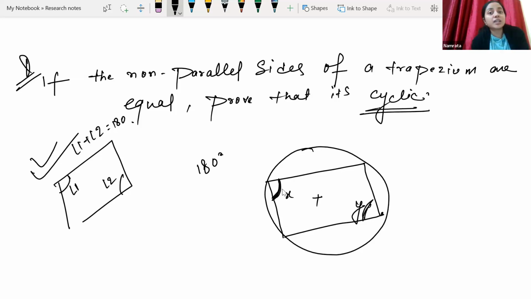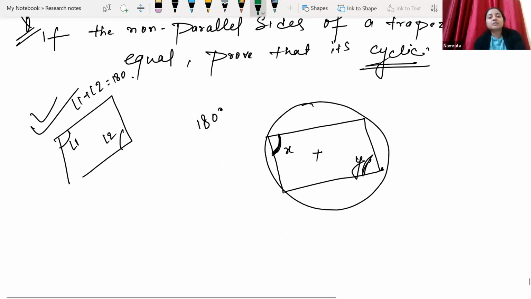Why am I repeating the same thing again and again? Because here we have to prove that we have a trapezium and that it's cyclic. So we just need to prove that the sum of opposite angles is 180 degrees. If we can do that, then we will be able to say that yes, it's cyclic. Okay, let's move ahead.